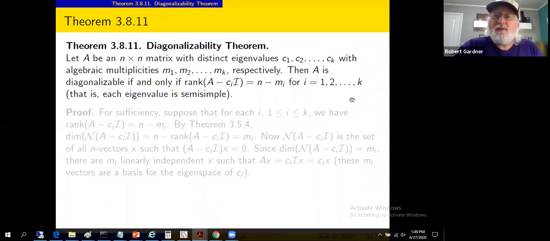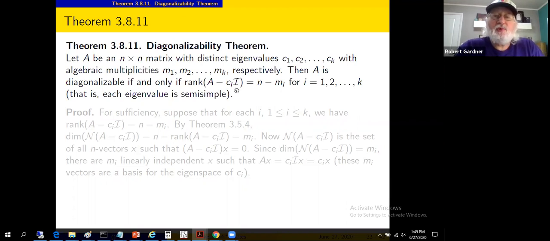Okay, the diagonalization theorem says if we have A as an n by n matrix with distinct eigenvalues, c sub 1 through c sub k, with corresponding algebraic multiplicities, m sub 1 through m sub k, then matrix A is diagonalizable if and only if the rank of A minus c sub i times the identity equals n minus m sub i, that holding for all relevant indices i. In other words, the rank of A minus eigenvalue times identity is n minus the algebraic multiplicity of that eigenvalue.